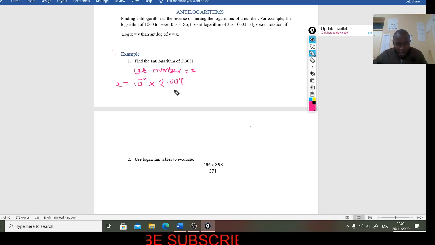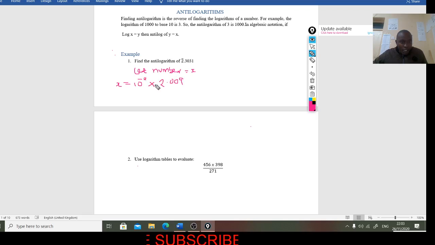That is by using a calculator. But by using a mathematical table, you find it to be 2.009. So you realize there's a difference sometimes. It's not in all cases that the calculator gives you exactly what is in the mathematical table. So this is the number. You know how to change it.